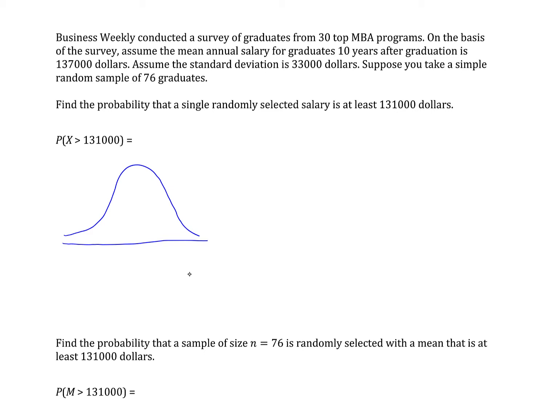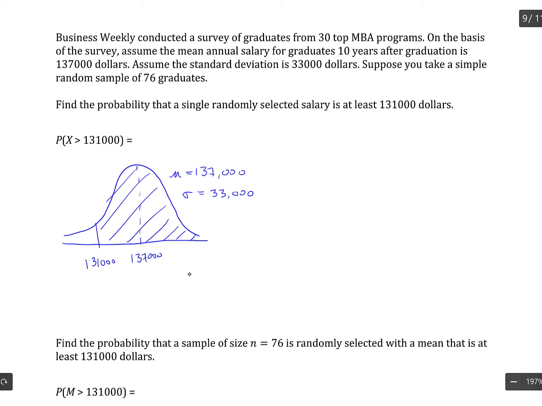And so, assuming that this is a normally distributed set of data, it would have the mean given of $137,000 and the standard deviation of $33,000. The mean is right in the center, 137,000, and then 131,000 is somewhere lower than that. And I want the probability that x is greater than this, so I'd shade to the right.